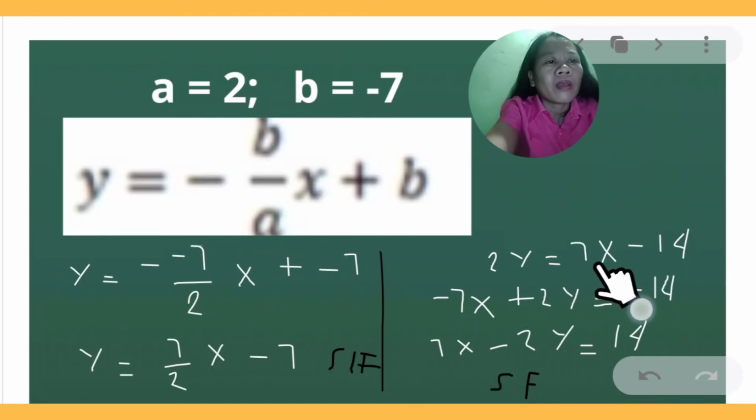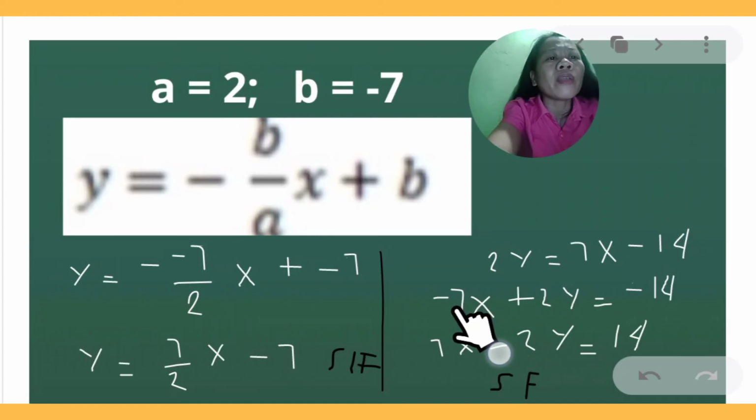And then transfer or transpose 7x from the right side of the equation to the left side, so becomes -7x. Just copy +2y, and at the right side, just copy -14. But since we're going to make this positive, we are going to divide all the terms by -1. So -7x divided by -1, that is +7x. +2y divided by -1, that is -2y. And then -14 divided by -1, that is +14. So this is already in standard form of the equation of a line. We have 7x minus 2y is equal to 14.